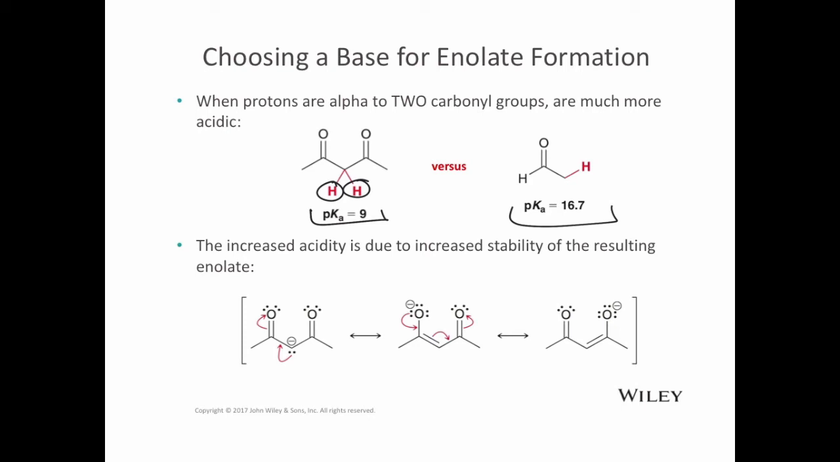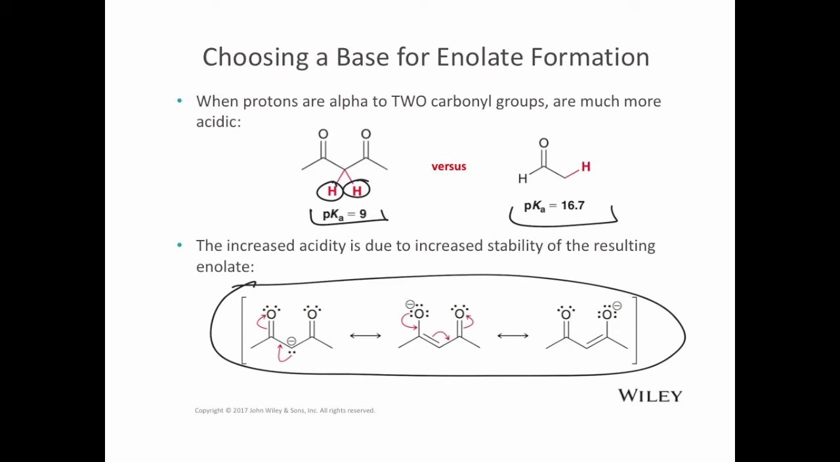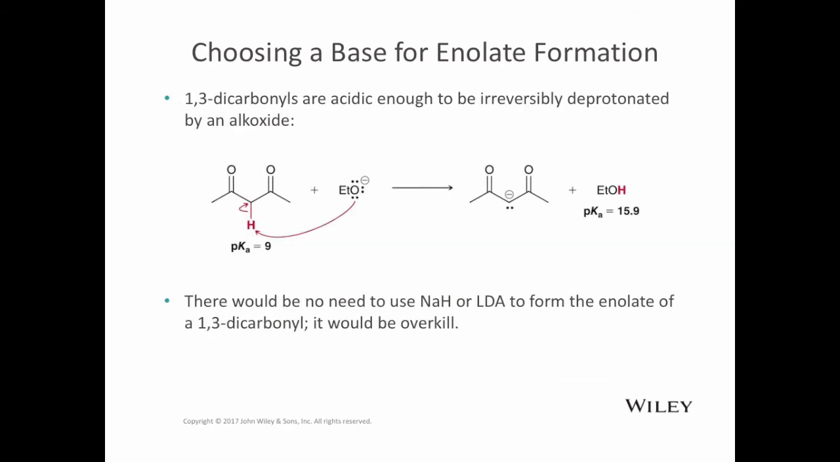So remember, the more acidic something is, the more stabilized its conjugate base. Since this base is stabilized by these different resonance structures, that increased resonance stability means the starting acid must be more acidic. And these are acidic enough to be irreversibly deprotonated with an alkoxide, such as ethoxide. So here it would be overkill to use sodium hydride or LDA to form the enolate irreversibly.